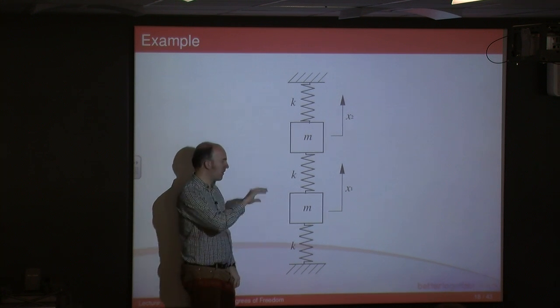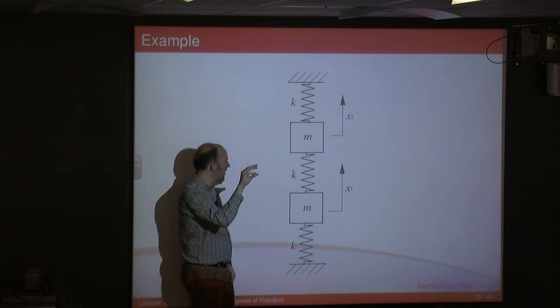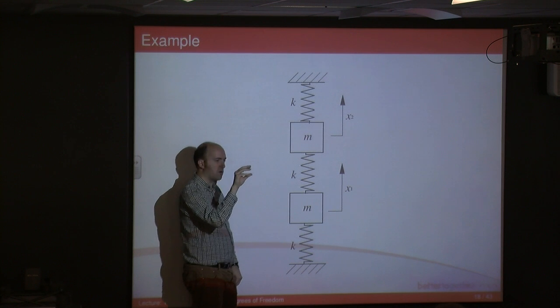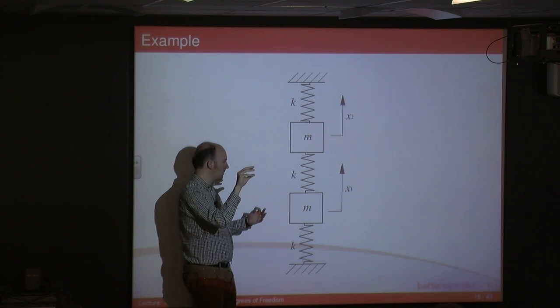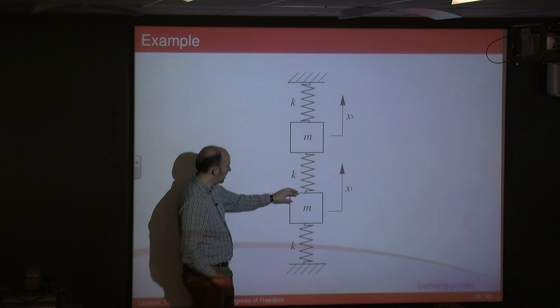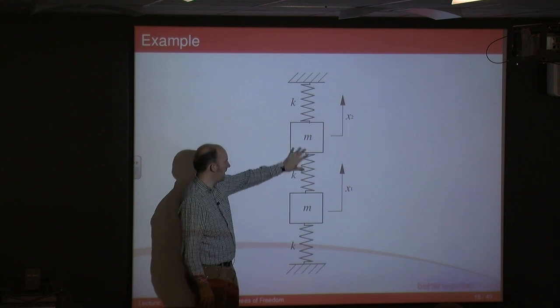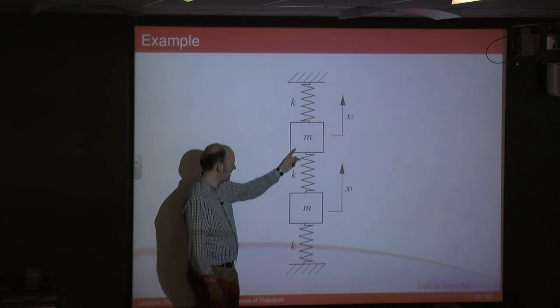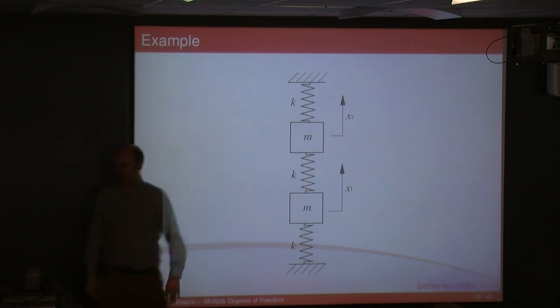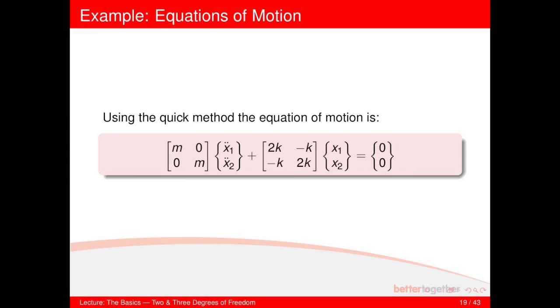And for the second diagonal, that's quite clearly also going to be 2k. And then for the off diagonals, so first column, second row, and second column, first row, it's going to be minus the sum of the springs connecting the masses to each other. So it's going to be minus k. And so quite clearly you can jump straight to that using the quick method.